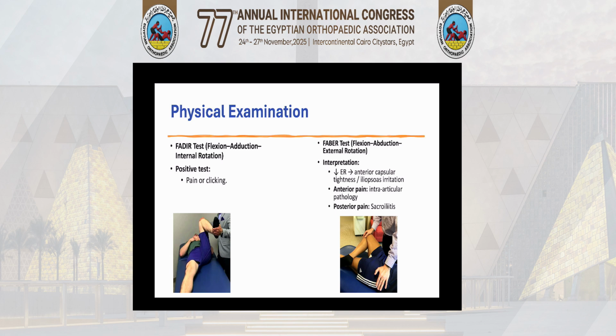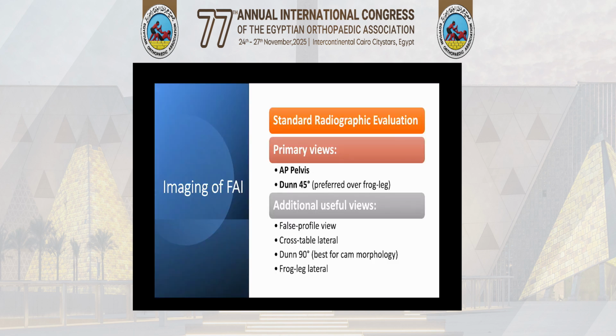The other test is flexion, abduction, external rotation, and its interpretation: if the pain is anterior, it's intra-articular pathology. If the pain is at the posterior hip, it's sacroiliitis. Or with the external rotation, if it's limited, then there is iliopsoas tendonitis or irritation.